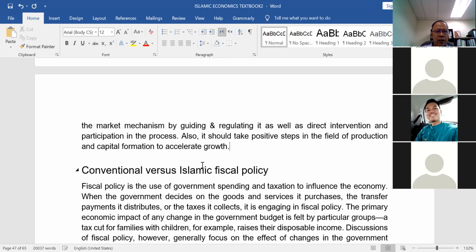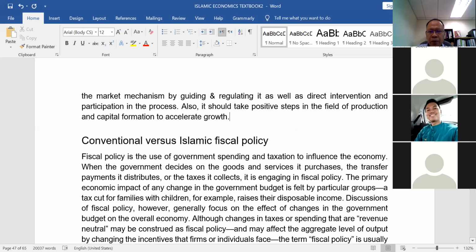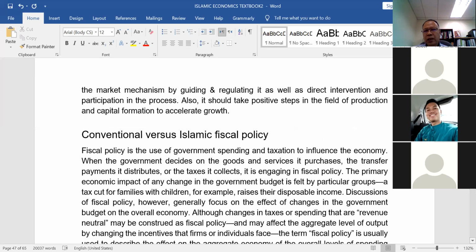Okay, now let's talk about conventional versus Islamic fiscal policy. Fiscal policy is the use of government spending and taxation to influence the economy. When the government decides on goods and services it purchases, the transfer payment it distributes, or the tax it collects, it is engaging in fiscal policy. So bila sebut fiscal policy, tiga benda. Perbelanjaan kerajaan, bayaran pindahan oleh kerajaan, macam kerajaan bagi bantuan kepada rakyat, dan juga cukai yang dikutip. So tiga aspek.